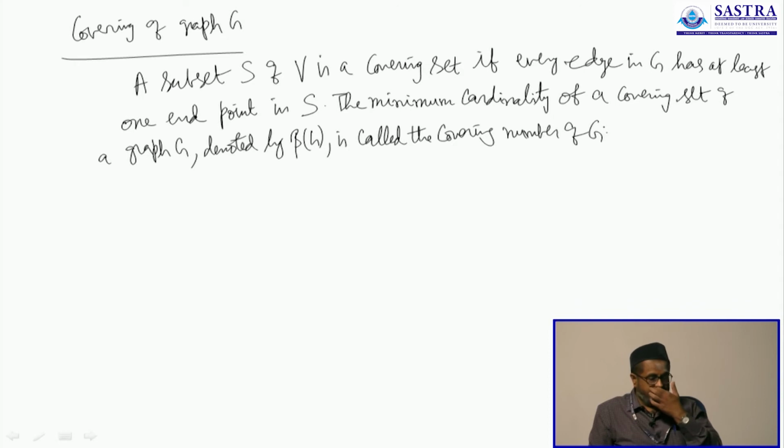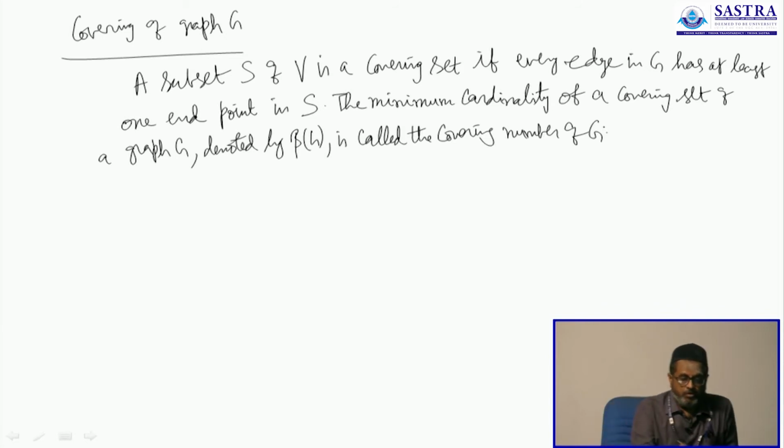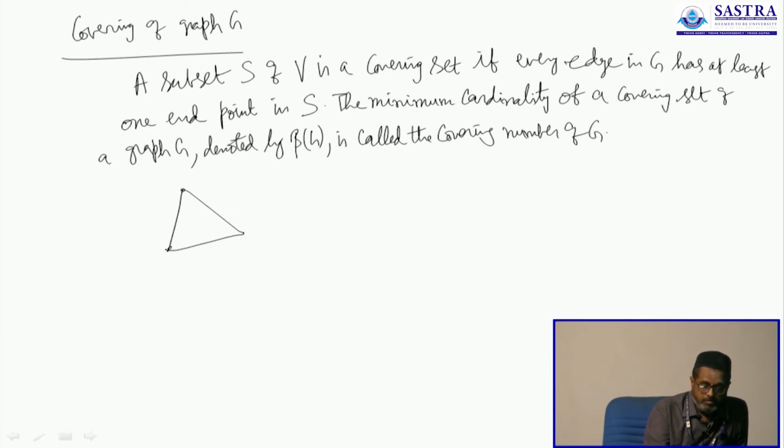So in this case, what could be the relationship between alpha of G and beta of G? So that is the process that we have to do, before moving into the process of finding the relations.